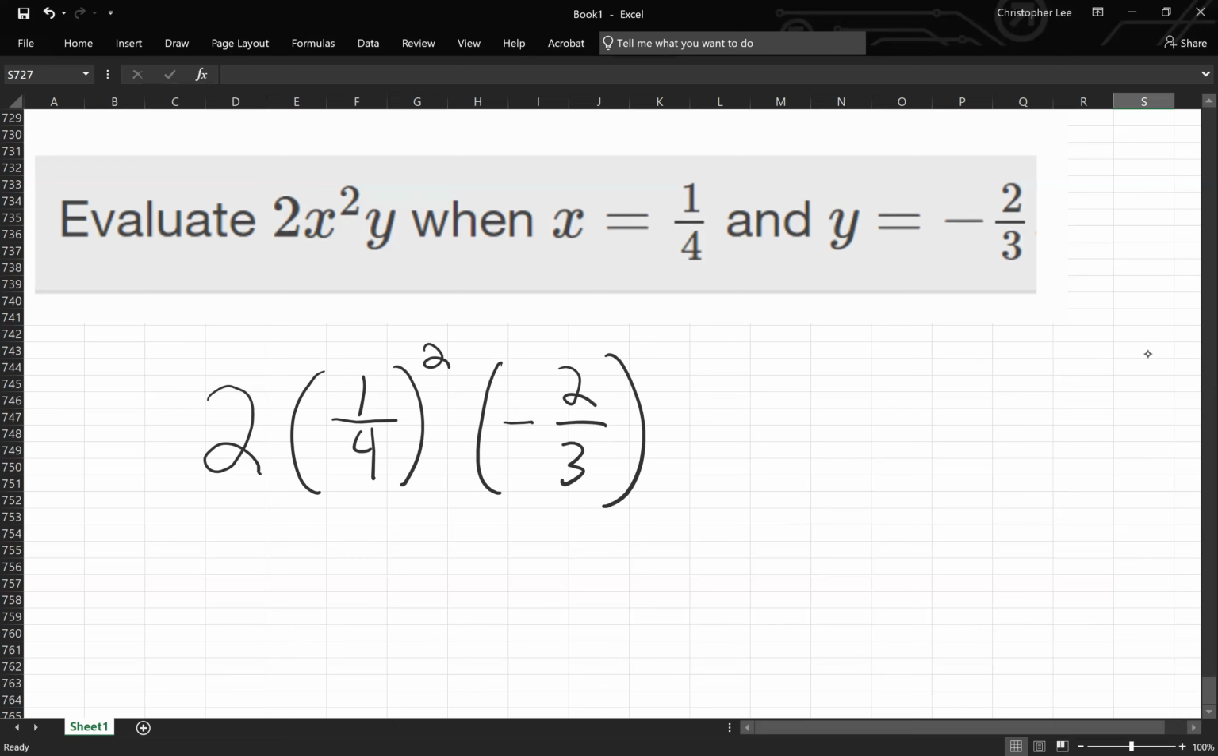That's it, right? Just do the math the way you know how to do it. You guys remember PEMDAS, right? So what's the first thing I'm gonna do? Not the parentheses. I mean, yeah, parentheses, but what's the next thing after that? Exponent, right? So what's 1 over 4 squared?